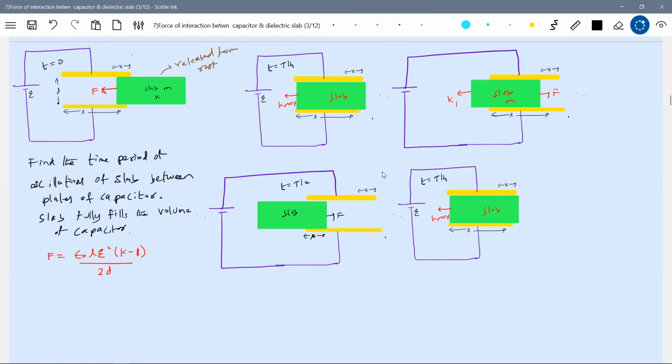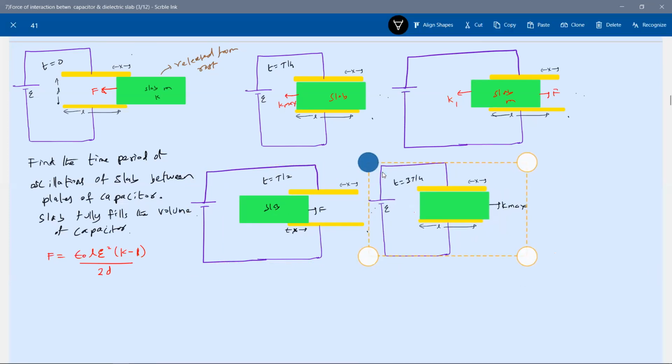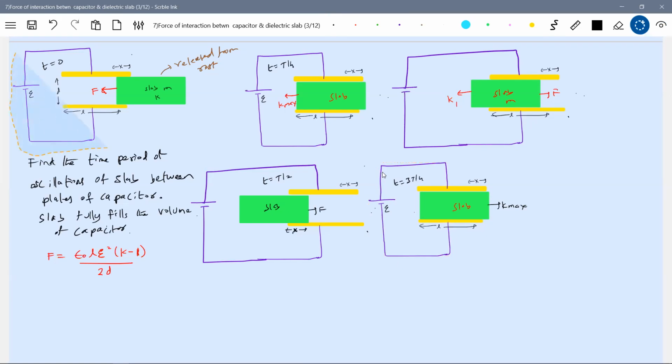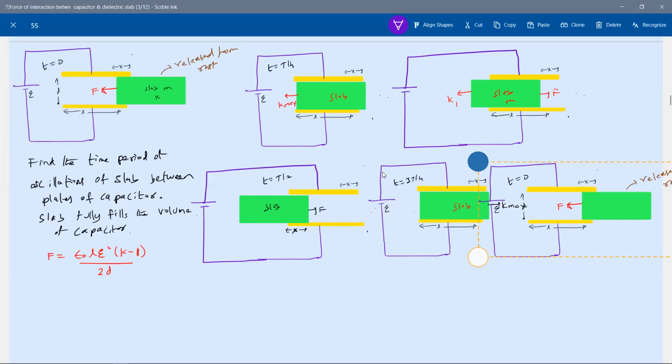But here, how will the kinetic energy of the slab be? The maximum kinetic energy, because the force was acting, no? So here it will be K max. This will become t equal to 3T/4. After this, finally, it will return back to the original position. I think I'm showing the whole situation on one page only. Finally, it will come back like this. Is it oscillatory motion or is it SHM? That's the primary question we have to ask ourselves.